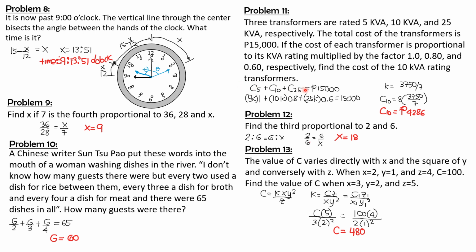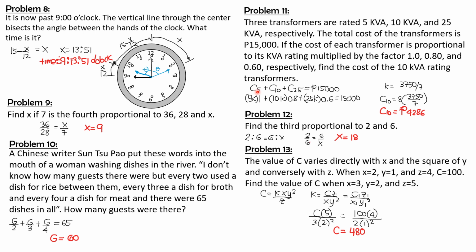So this is the equation: cost of the 5 kVA rating transformer plus cost of the 10 kVA rating transformer plus cost of the 25 kVA rating transformer is equal to 15,000 pesos. So this is the cost. It's stated here that the cost is proportional to its kVA rating, so we will call K the constant of proportionality.